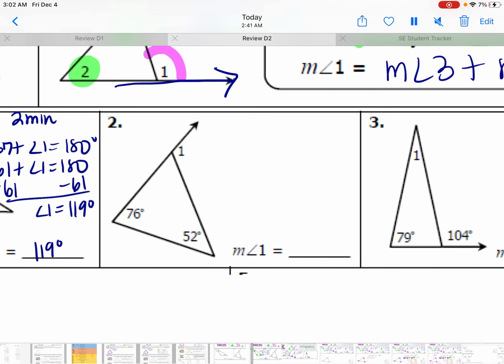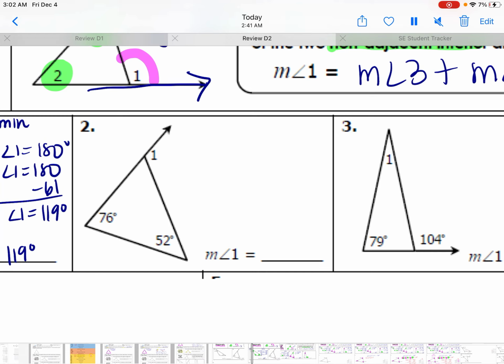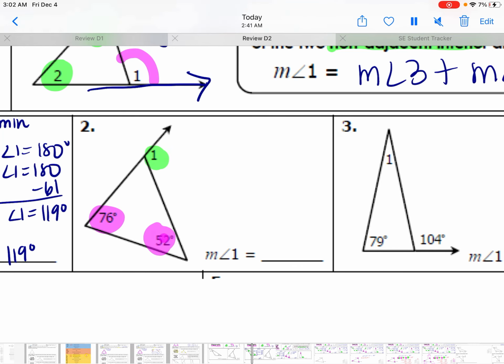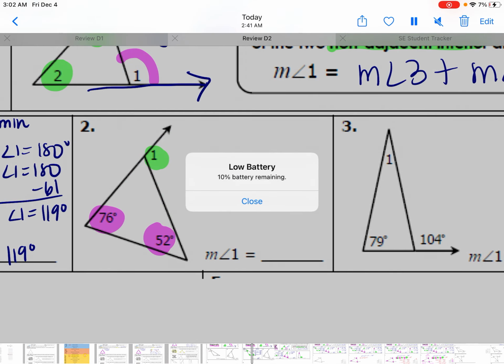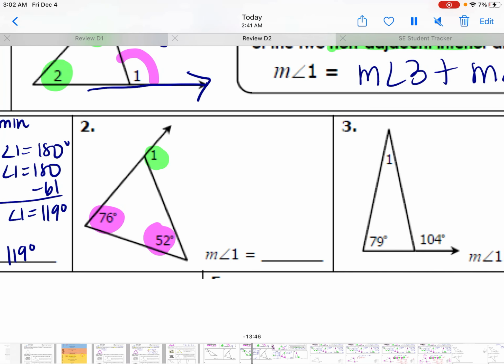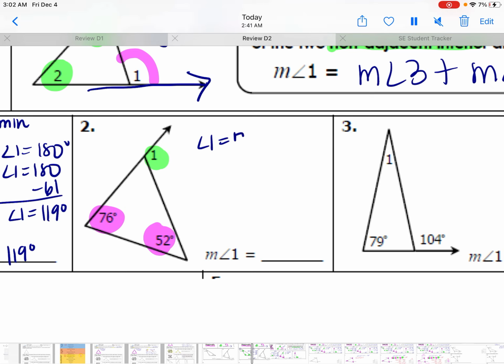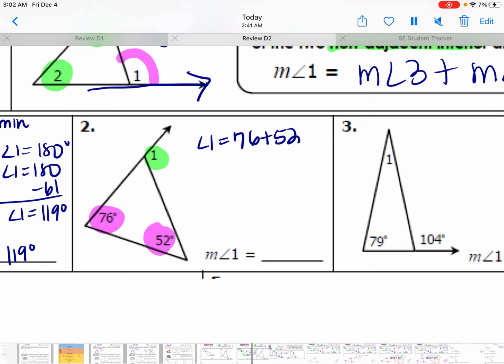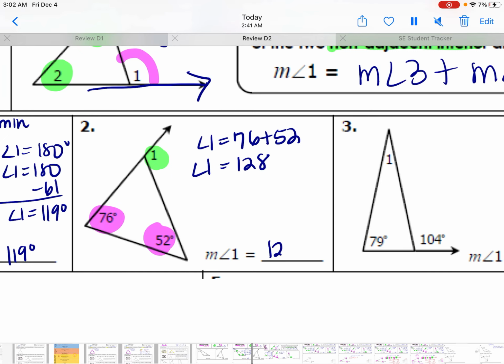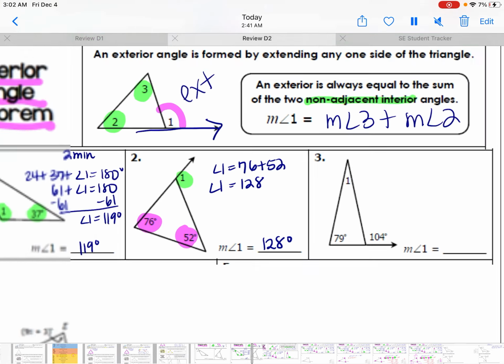All right, let's move on to problem 2. Notice this is an angle 1 that is an exterior angle. So all we need to do here is add the two non-adjacent angles, 76 plus 52. That's going to give me angle 1. So angle 1 equals 76 plus 52, and that will be equal to 128. Super simple, super easy, guys.